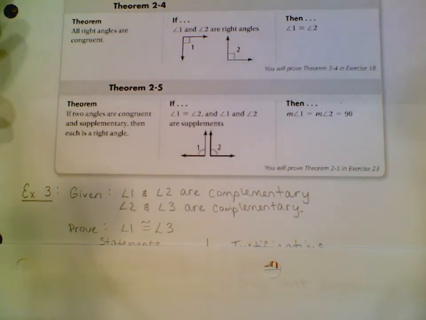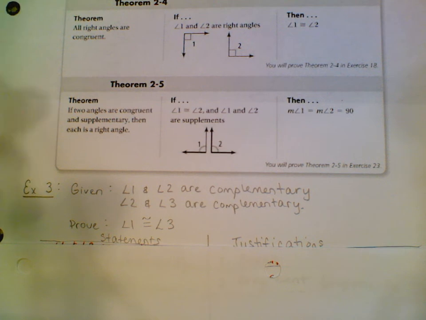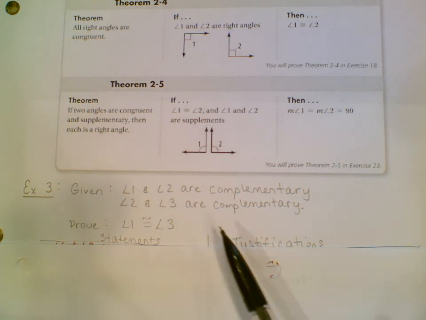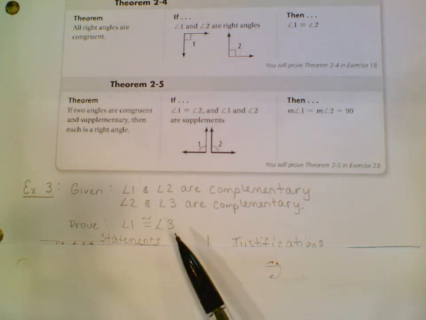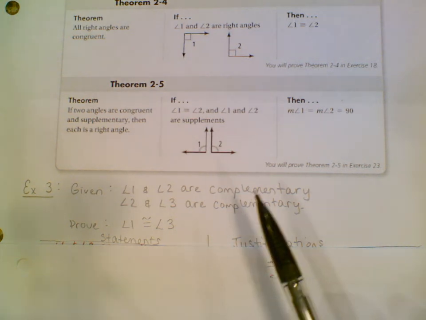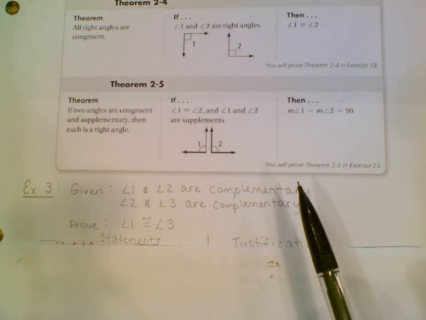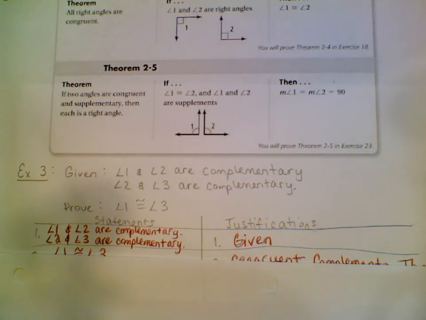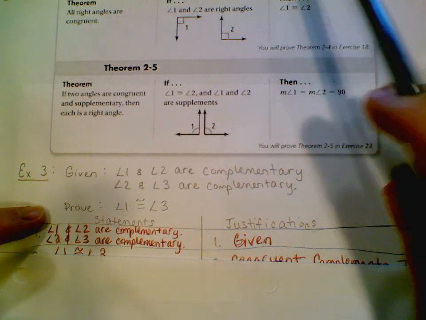So now what I want you to do is pause the video, and I want you to try and set up a proof for the last example. So it says that we're given 1 and 2 are complementary and 2 and 3 are complementary. So we're going to prove that 1 and 3 are congruent. So I want you to pause the video and see if you can set up that proof. So remember, your first step is always writing down what you know. So I'm given 1 and 2 are complementary and given 2 and 3 are complementary. So you should have the first step. Remember, I'm trying to show that 1 and 3 are congruent.